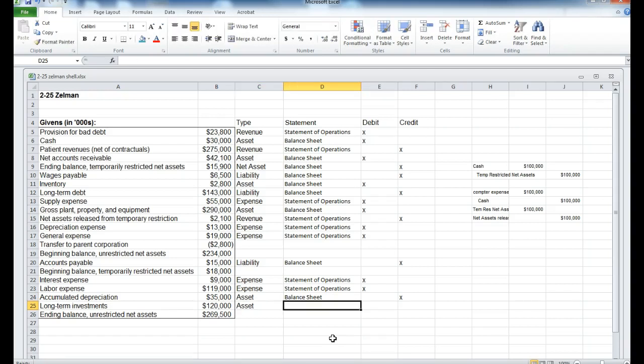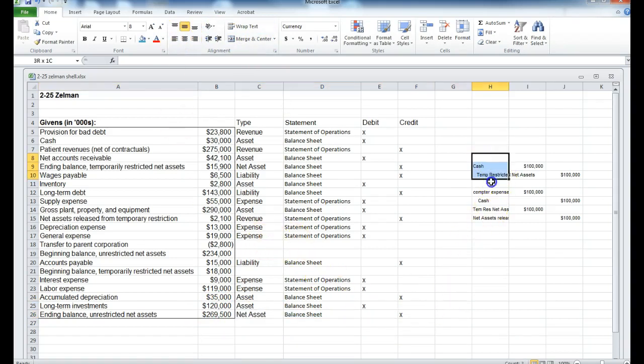Our long-term investments are an asset. On the balance sheet would be a debit. And finally, ending balance, unrestricted net assets. So unrestricted net assets, if you think about it, is like the type of account in a for-profit entity. So it's like retained earnings. And so here, our unrestricted net assets is part of our net assets, and it's on the balance sheet, and so it would be a credit balance. I don't like that this isn't all aligned, so we're going to click over here and make it like that.